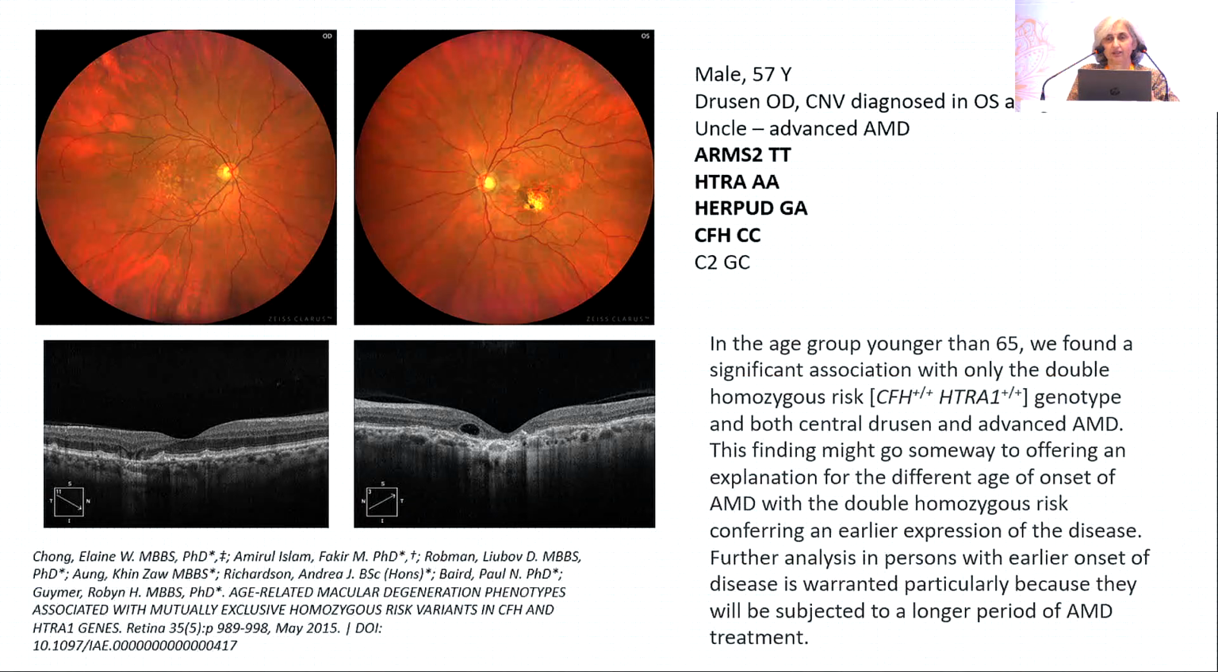And another thing, why did he develop it so early? Because he had multiple homozygous risk factors. So if you see a patient with drusen at an earlier age, they are more likely to develop clinical geographic atrophy later on.